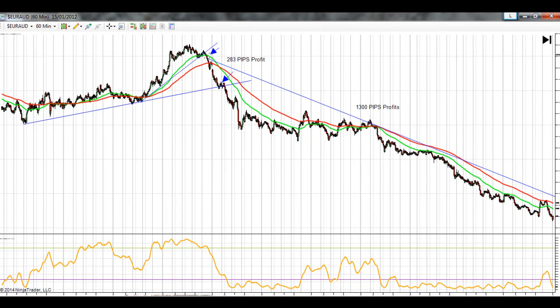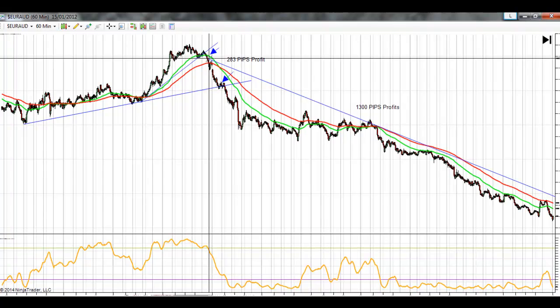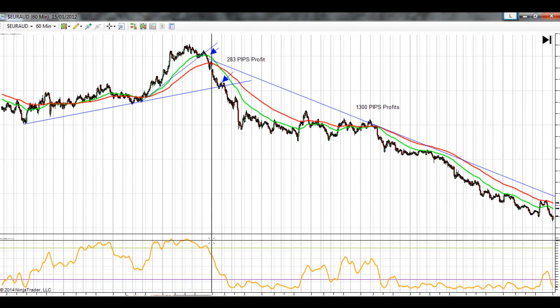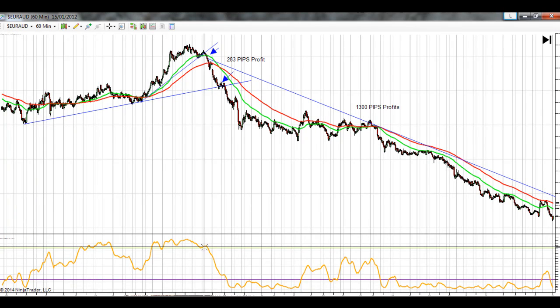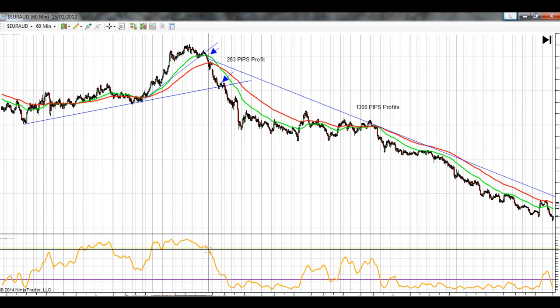The second component of this strategy here is that price has to have moved through our green line here, which it's done just around here. And the third is that our lovely orange line down the bottom has to have come back through the green down here as well, which it's done here.